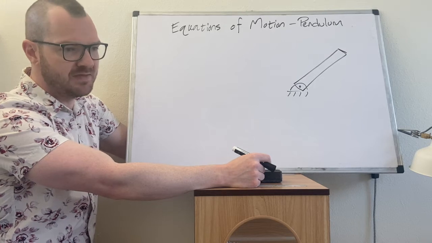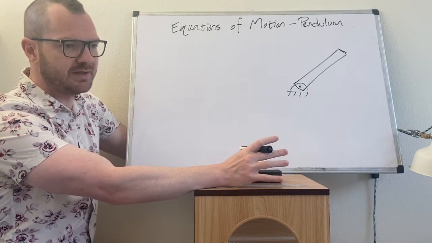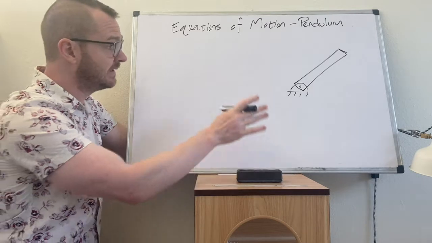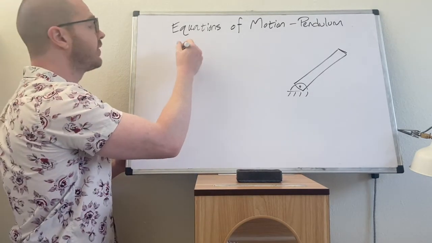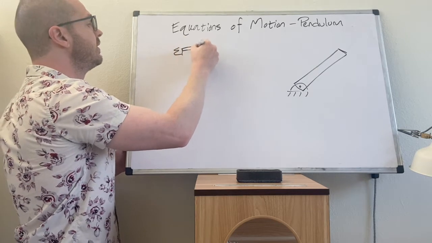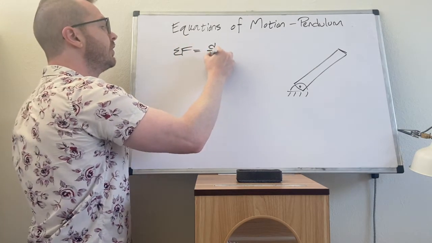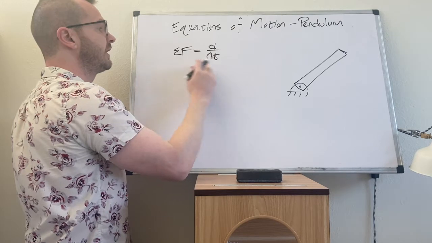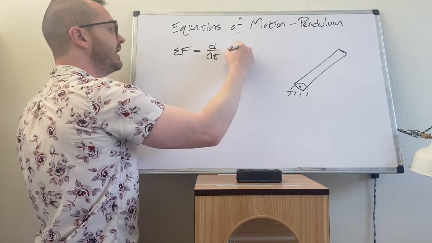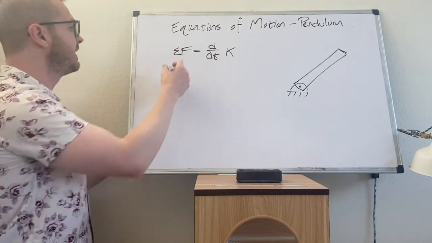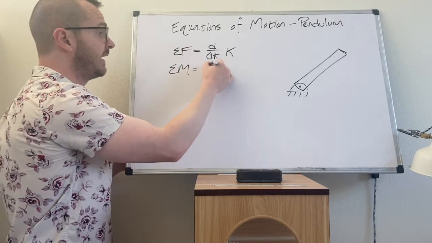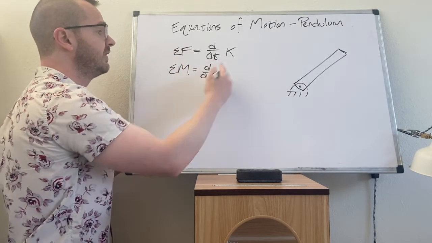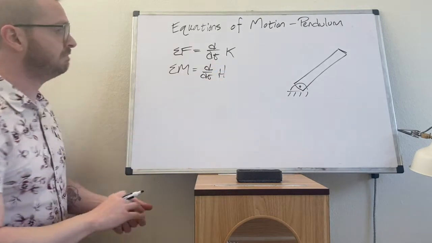Hey everyone, in this video we're going to look at generating the equations of motion for a pendulum. Now, when we say equations of motion, recall that what we're talking about is the Newton-Euler equation. So Newton's second law, sum of forces, is the change in linear momentum, and then Euler's second law for center of mass is going to be sum of moments is change in angular momentum.